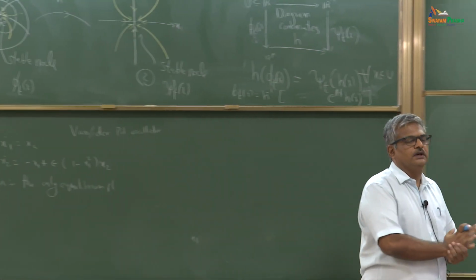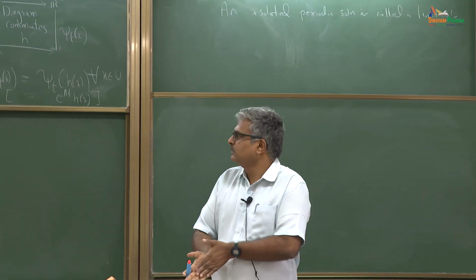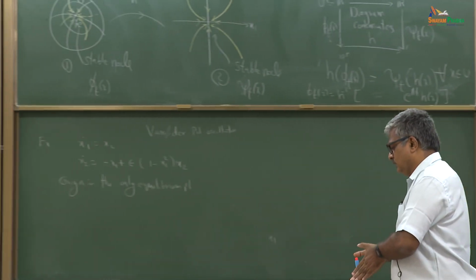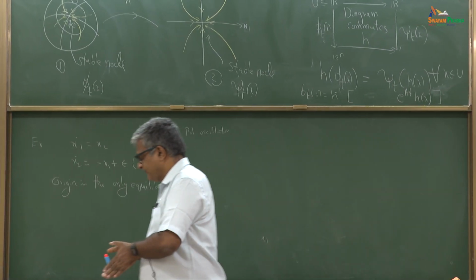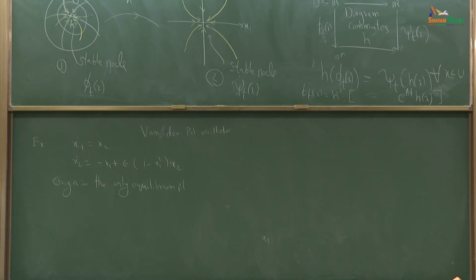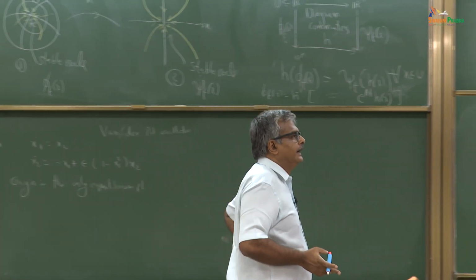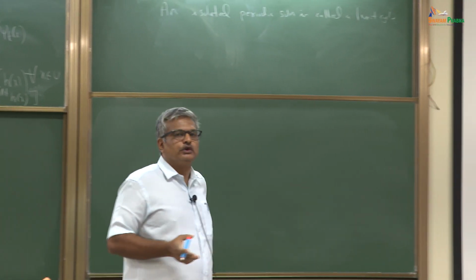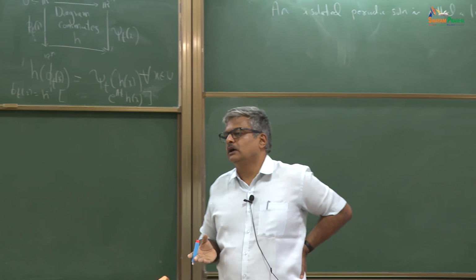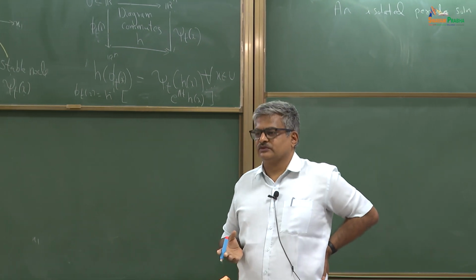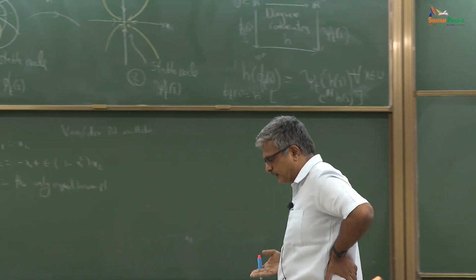So this is a famous oscillator known as the van der Pol oscillator, right? The requirement of a good oscillator should be that its amplitude should be robust to any perturbations. Okay, that is one requirement.